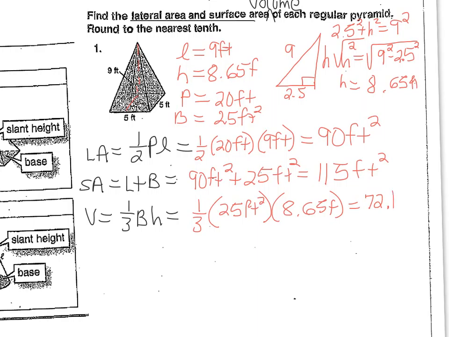72.1, and this is square feet times feet, so it would be cubic feet. I always say it backwards. Cubic feet, that's okay. And those are the 3 answers. Any questions about that one problem? No? Okay. It's a lot of work, yes, but we can do it.